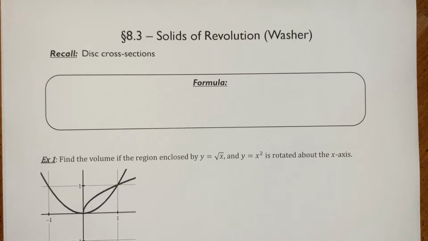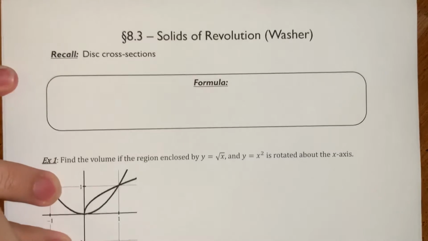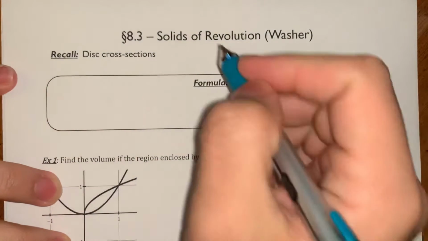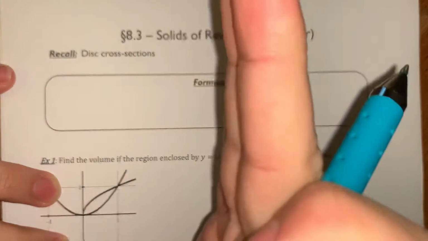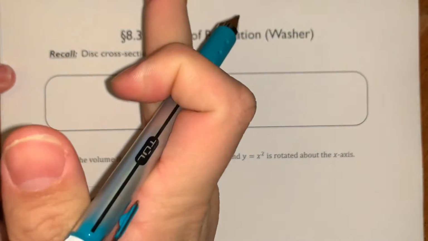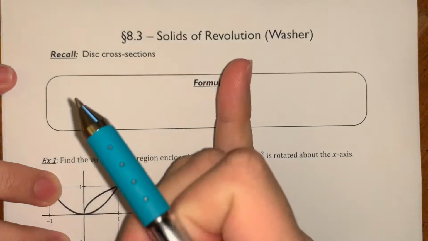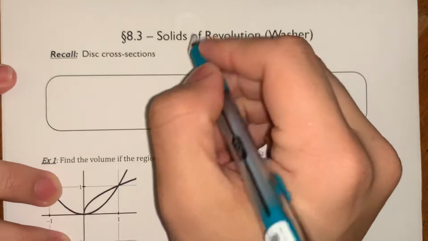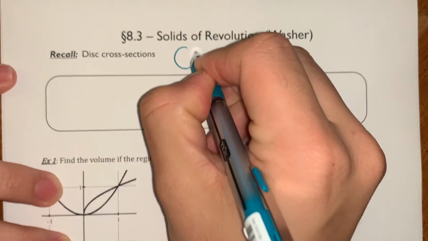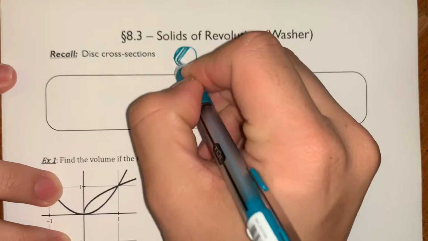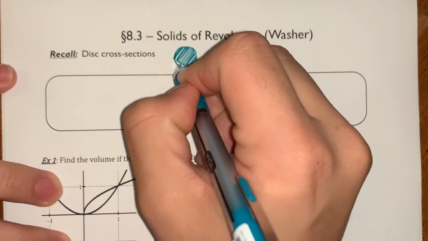All right, in this video, we're going to go over section 8.3, solids of revolution, but this time it's the washer method. So one of the things that I want us to recall is the disk cross sections that we learned from the last section. Remember how I said if we were to slice any of our volumetric shapes through any point and looked at the cross section, it did look like a solid disk. That's why we call it the disk method.